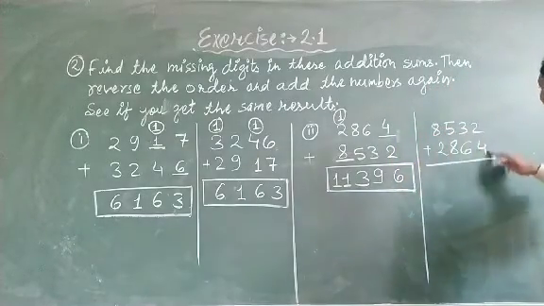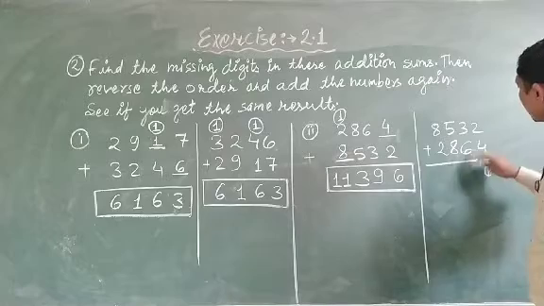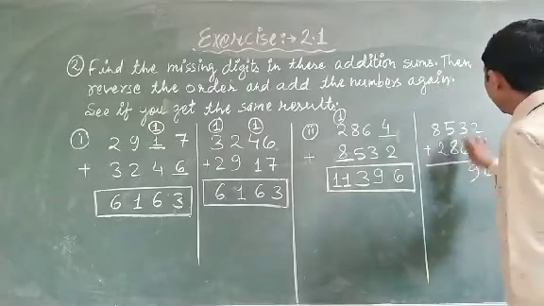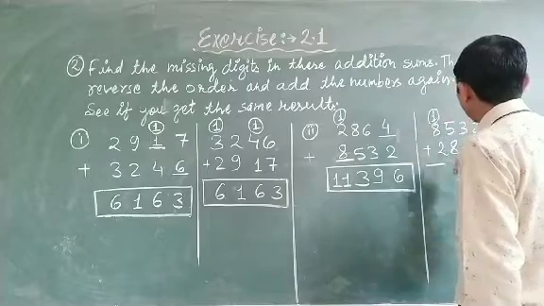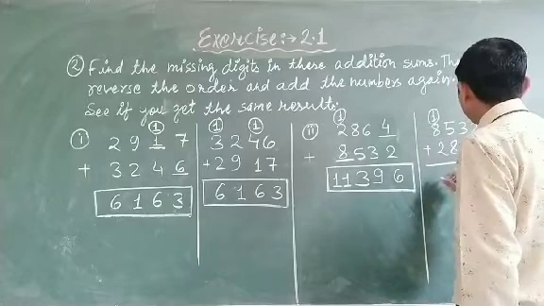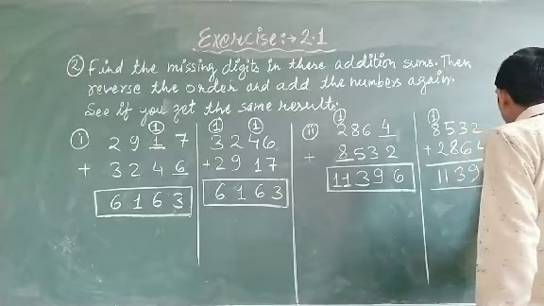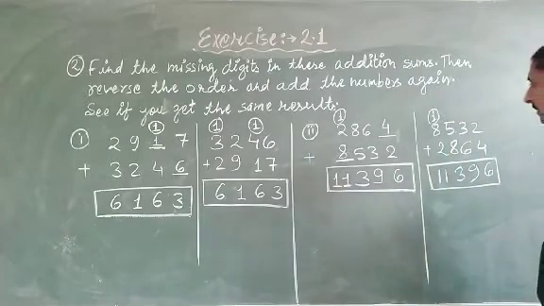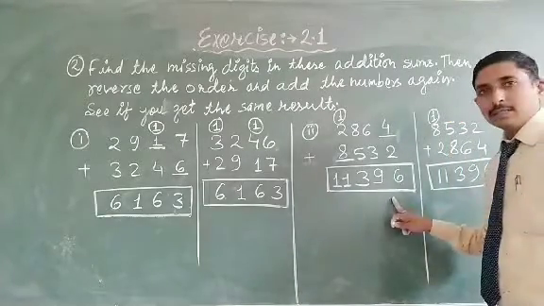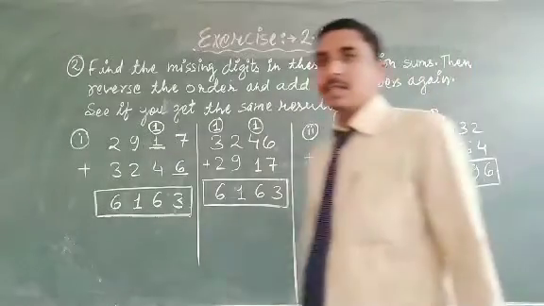Now add again. 4 plus 2, 6. 6 plus 3, 9. 8 plus 5, 13. 1 is carried. 8 plus 1, 9 plus 2, 11. So you see, when we reverse the order of the whole numbers, we get the same result.